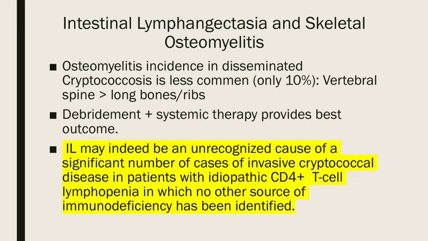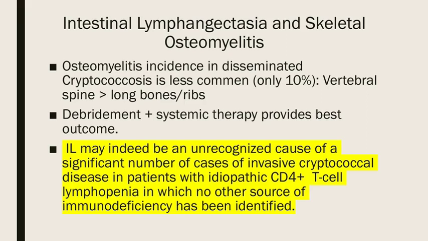So osteomyelitis incidence in disseminated crypto is less common. It's about 10%, but this patient did develop it. What's interesting is usually it occurs in the vertebral spine, not necessarily in the long bones. And debridement and systemic therapy provides the best outcome.